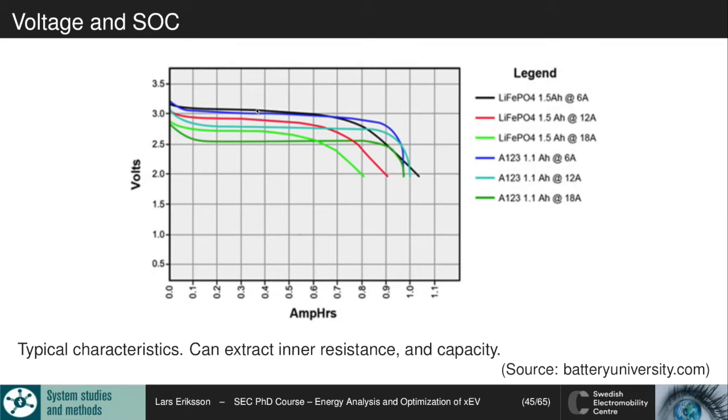But here we can see the difference between the lines here. For a battery, we see a reflection of the inner resistance as we have the different currents here. And we also see the characteristics with the drop in voltage as function of discharged energy, or lowered charge inside the battery.